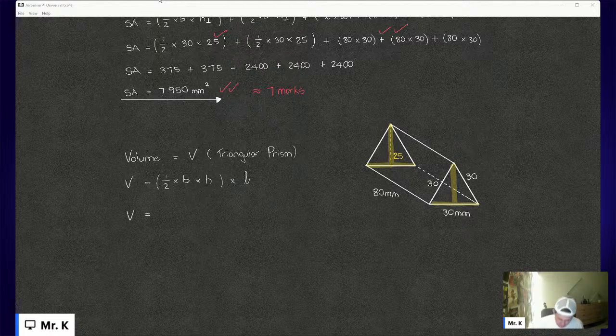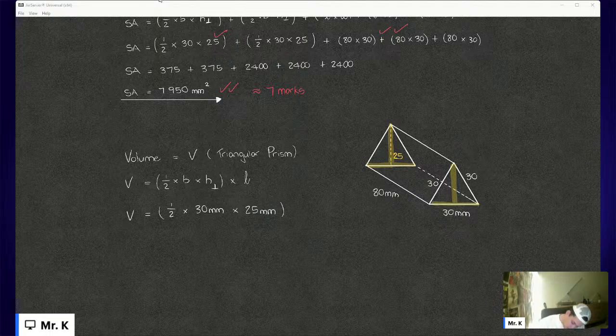I want the volume of this triangular prism. So the half stays as is. What is the base of my triangle, guys? We know that the base is 30 millimeters. And finally, what is the height? Remember, we are talking about the perpendicular height, not the slanted height of a triangle. So we are paying attention to this vertical height over here, not the slanted line on the side, knowing that the height is 25 millimeters.